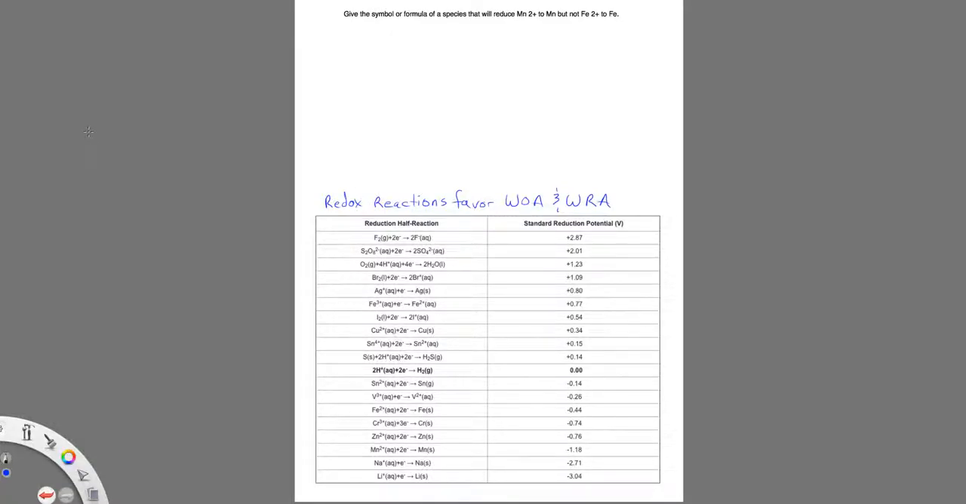Okay, so we want to give the symbol of a formula or species that will reduce Mn2+ to Mn. Okay, so we want to go from Mn2+ to Mn, but not Fe2+ to Fe. So we would look for something in between those two. So we've got manganese going to Mn here, and we've got iron 2 going to iron right there. Okay, so let's take a look at that.